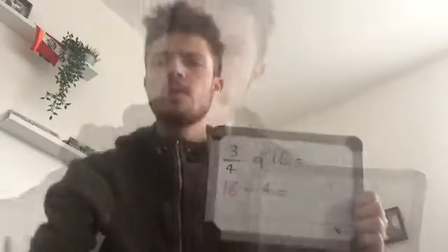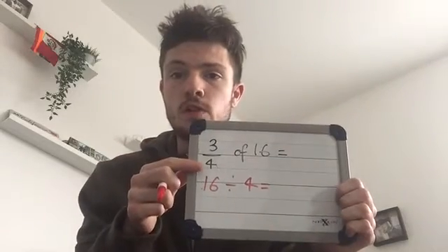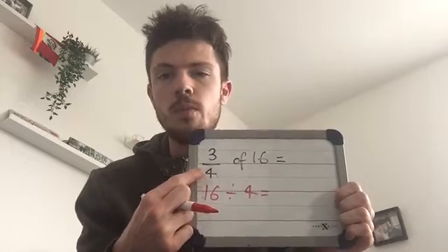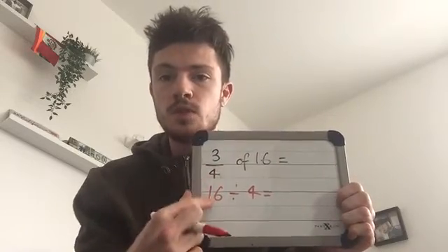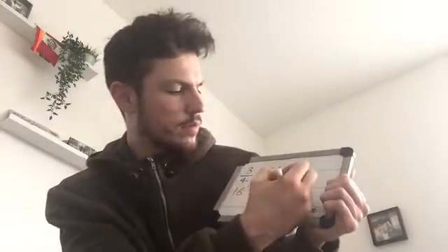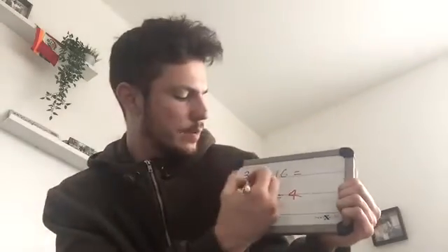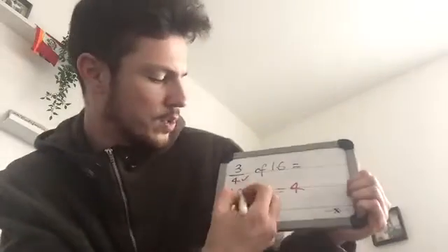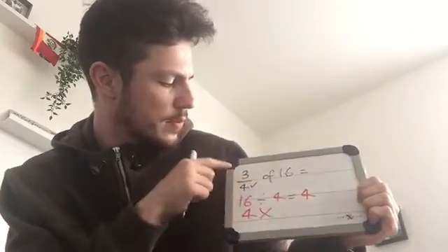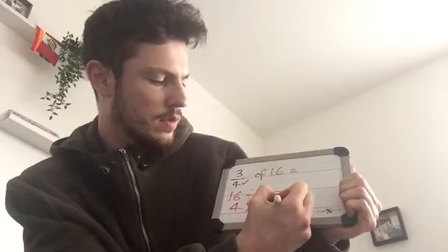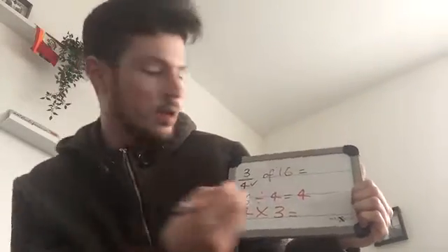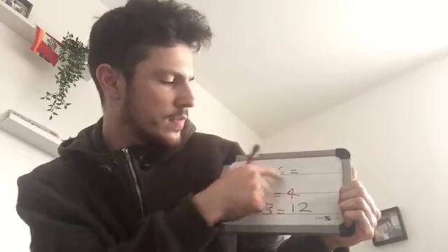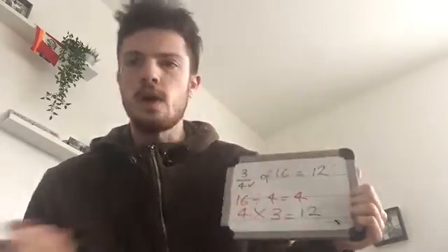Good so far. Going back to this question, we've done the bottom part. We've taken 16 and divided by the bottom, which is 4. So 16 divided by 4 equaled 4. If you want to, tick it off. Now we need to times our answer by the top. So we've got our 4 and we're timesing it by the top, which is 3. 4 times 3 equals 12. So 3/4 of 16 equals 12.